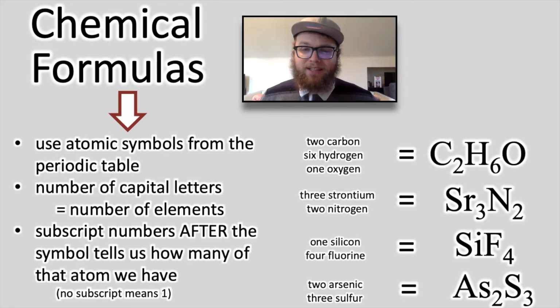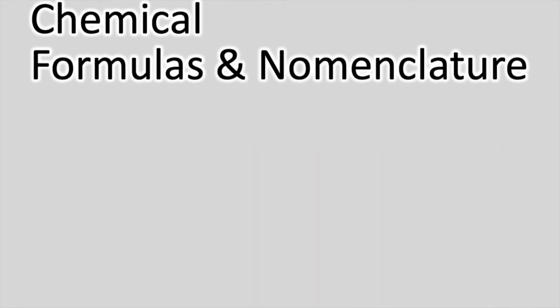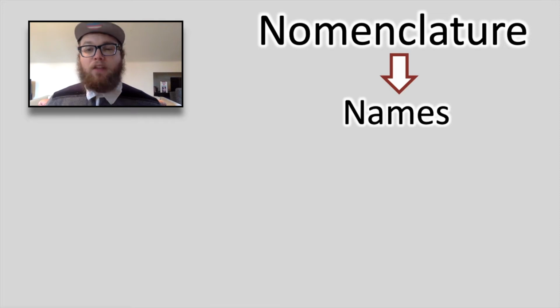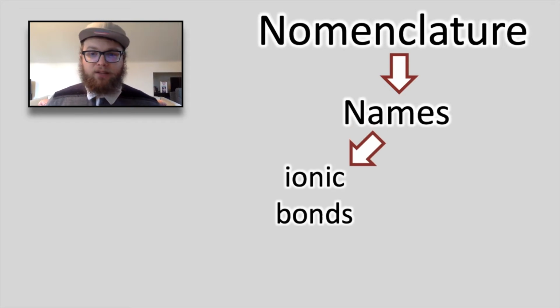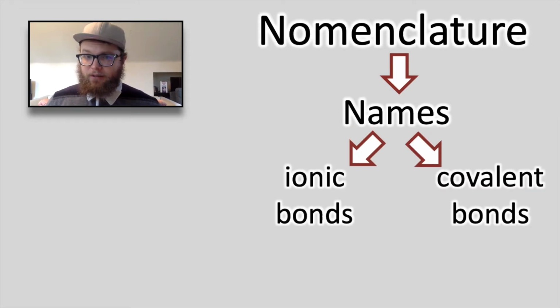Now that we know the basics of chemical formulas, we're ready to look at how they relate to nomenclature. So let's just focus on nomenclature for a minute. Nomenclature means names, and there's different rules for the names based on what type of bond is there: ionic bonds or covalent bonds.